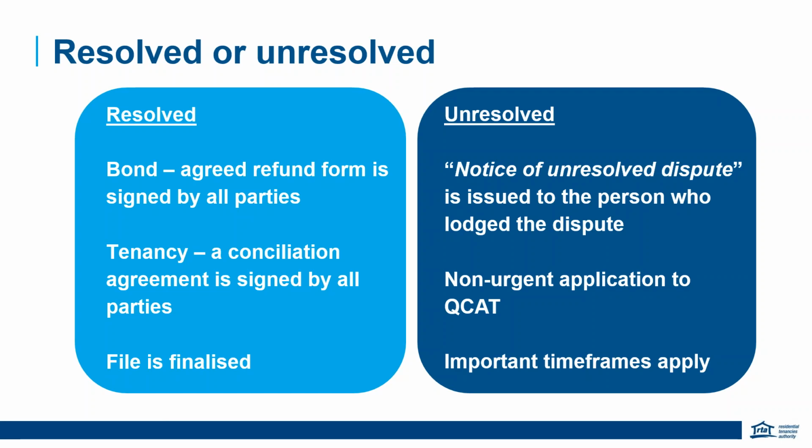But if it's unresolved, we issue what we call a notice of unresolved dispute to the person who has lodged the dispute request. They then need to apply to the tribunal, QCAT, with bond timeframes. So if the matter relates to bond money and the person is issued a notice of unresolved dispute, they have a 7-day timeframe to lodge with the tribunal, get a receipt from the tribunal, and send those details in writing to the RTA within that time frame.